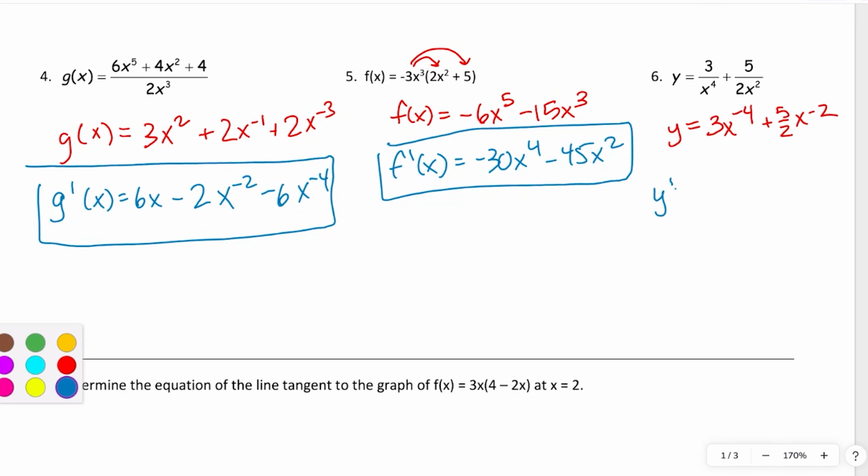In that case, y prime is going to be negative 4 times 3 is negative 12, x to the negative fifth minus 2 times 5 is going to be 10 over 2. So that's just going to be minus 5x to the negative third.